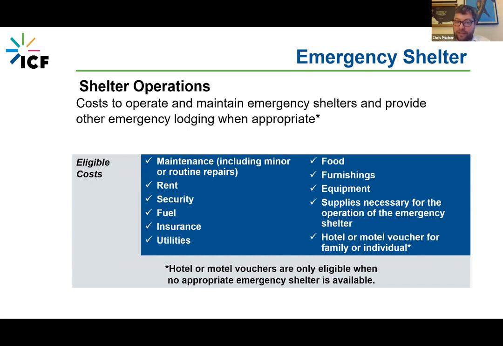Eligible costs include maintenance. This is minor rehab, so not like the major rehabs we talked about in the last slide. Rent, security, fuel, insurance, utilities, food, furnishings, and equipment, supplies necessary to operate the shelter, and again, hotel and motel costs should we have no shelter available.